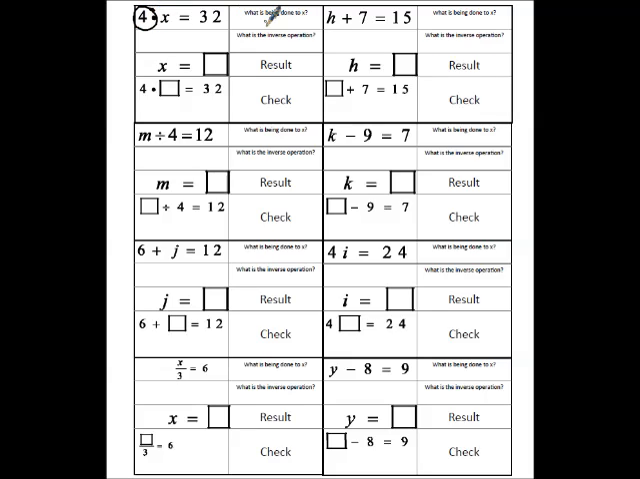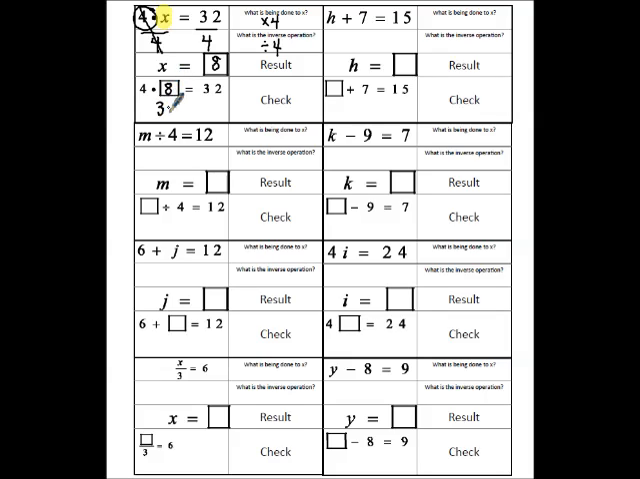Now I want to get rid of this times 4, because I want to know what x is equal to. So what are we doing to the x? We're multiplying by 4. The inverse is dividing by 4. So we want to figure out what x is. I want to isolate x. I want to get rid of everything that's on the side of x. So I'm going to divide both sides by 4, and 4 divided by 4 is equal to 1, and 1 times x is x, and 32 divided by 4 is 8.